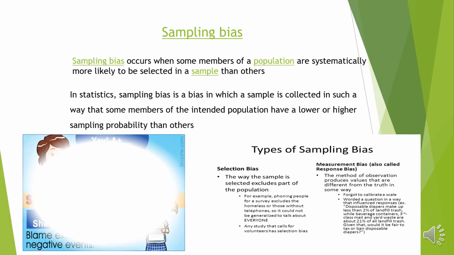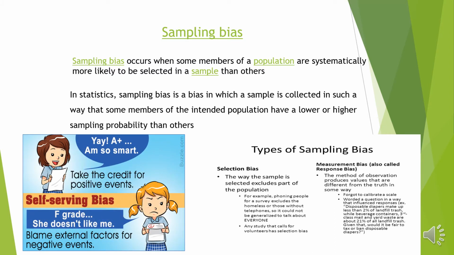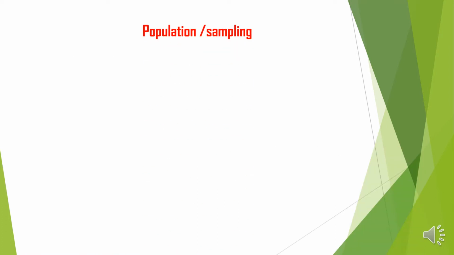Another simple example here, this is the result bias or response bias. Look at that girl: when she got an A positive mark, she said, thank you very much, it's because of my effort, because I did it. Yes, I'm good. But when she got an F grade, she started to blame other people, external factors. She's blaming the schools, the teachers, the parents, the environment, anything else. So these are the types of bias. What are the types of sampling technique?